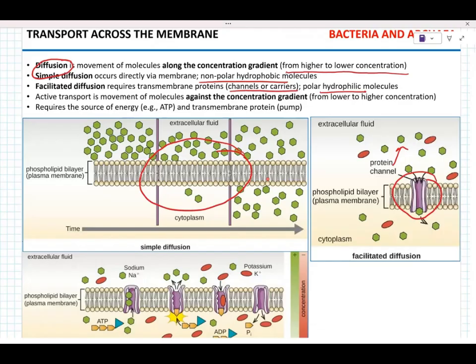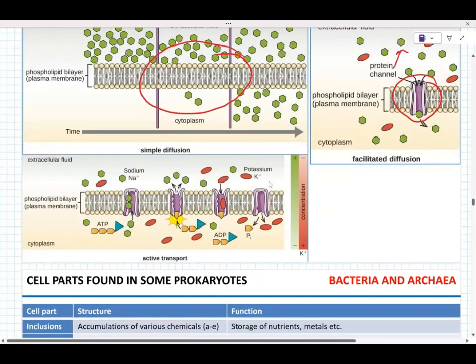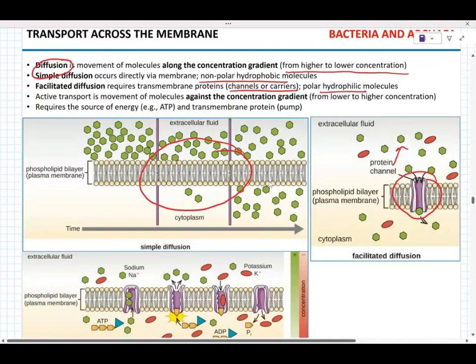Now, diffusion, the movement down the concentration gradient, does not require energy. Active transport, though, does. In case of active transport, molecules are transported, for the most part, against the concentration gradient.